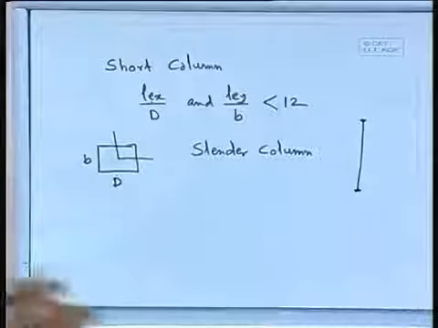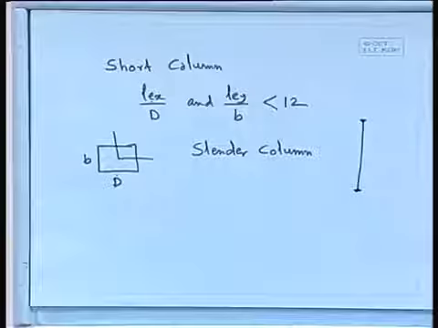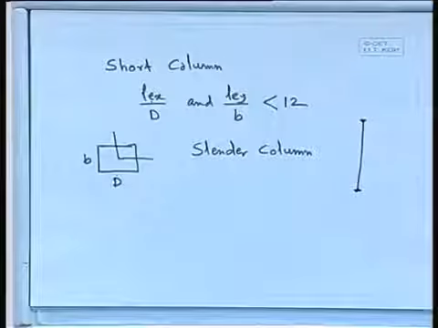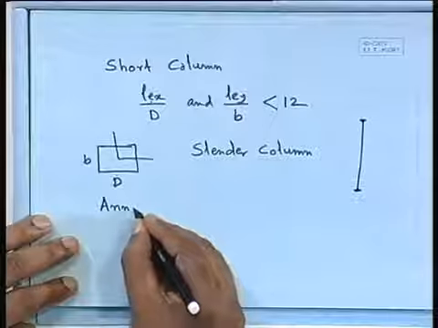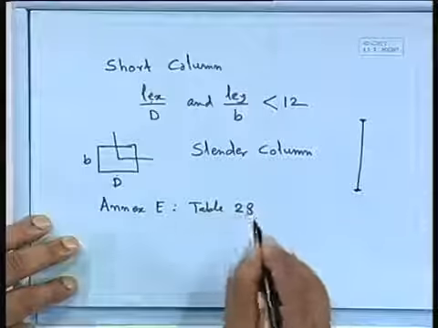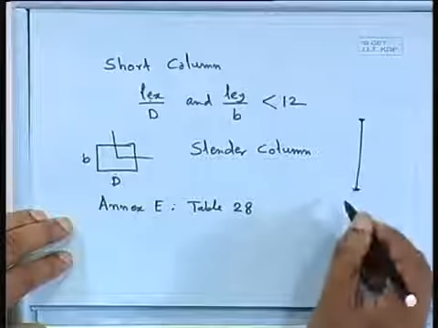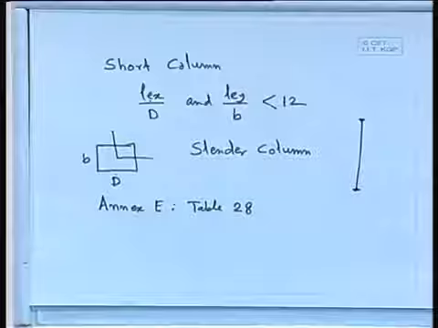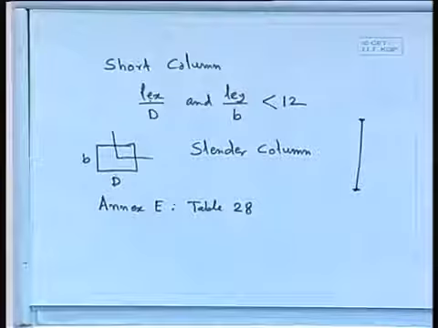We can get this one in IS 456 Annex E. We shall take care of this one. So Annex E, table 28. Annex E table 28 that we have, and how many different cases does it say? It says 1, 2, 3, 4, 5, 6, 7. There are 7 cases.